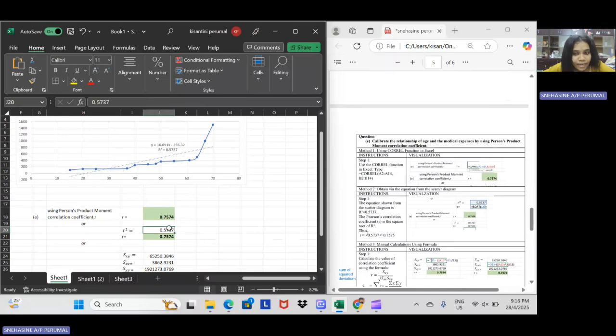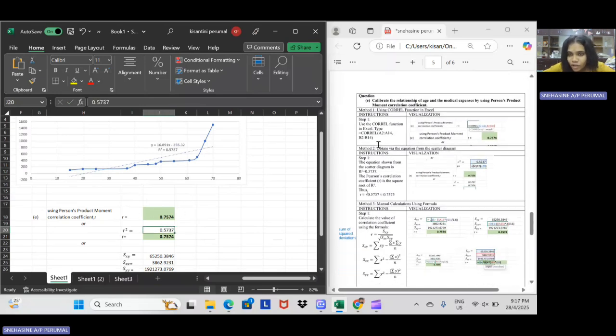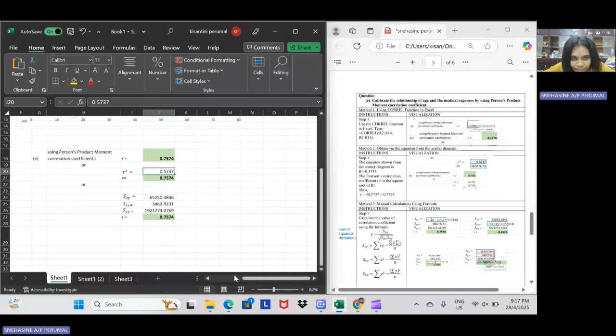I think so you will get the answers. So the second method is to obtain the equation from the scatter diagram. The scatter diagram shows the equation. You can see the scatter diagram.